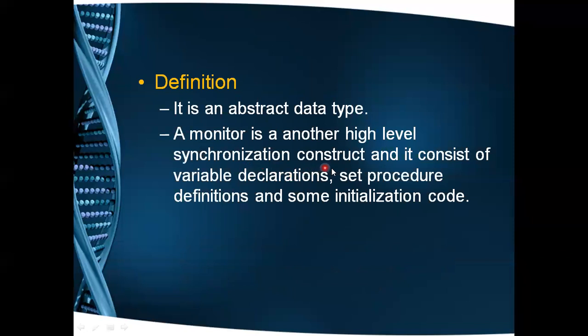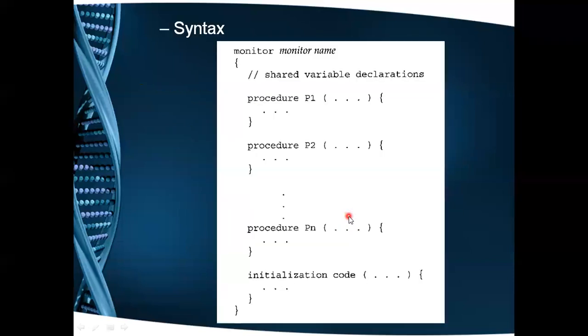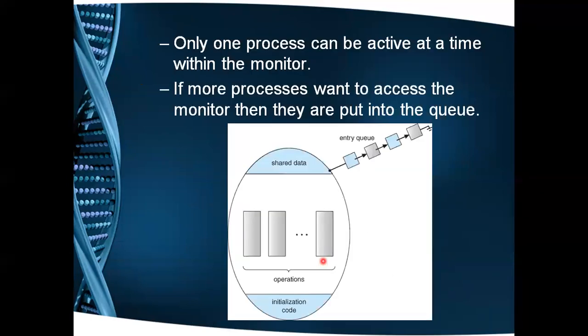It is a high-level synchronization construct that we have to implement using a programming language. It contains three things: variable declarations, a set of procedure definitions, that means functions, and some initialization code. This is the structure of a monitor. Everything is given here in the diagrammatic representation: a set of data or variables, a set of procedures, and for the data, initialization code is given.